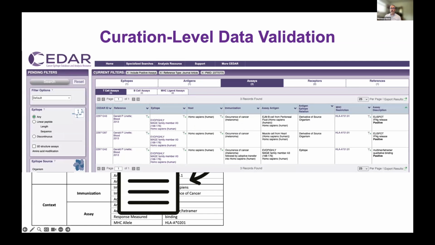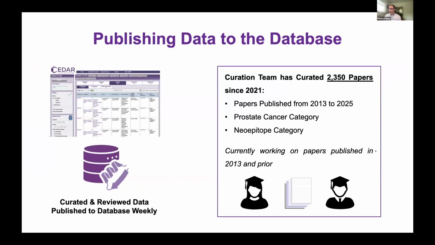So searching through the database for the PubMed ID of our example paper finds one epitope with 3 assays. You can see the assays here all linked to the same epitope. Our multimer tetramer assay is present as well. And so data are published to the database weekly.